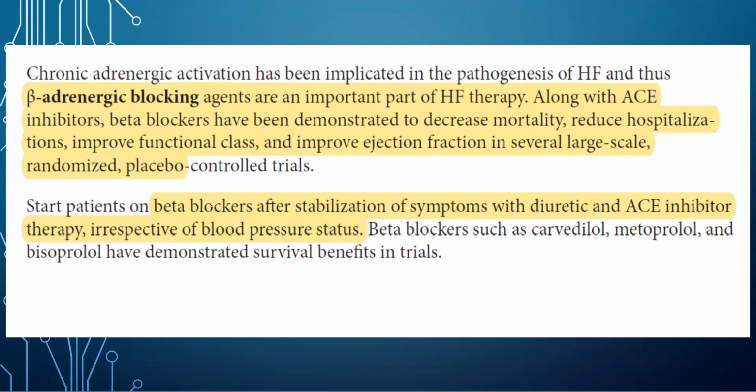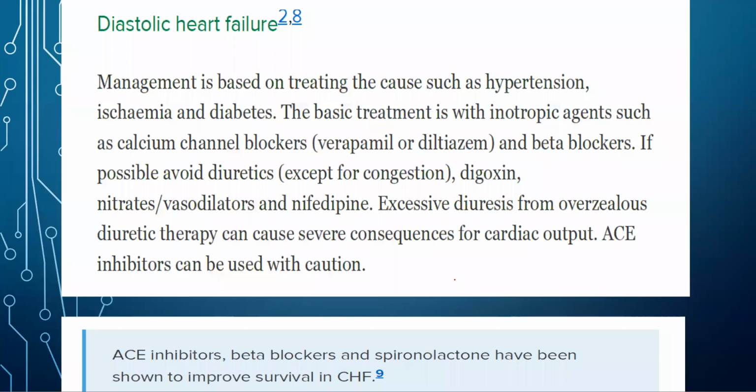Okay, sorry. So start the patient on beta blocker after stabilization of symptoms with diuretic and ACE inhibitor, irrespective of blood pressure status. Remember, beta blocker doesn't affect blood pressure too much, so don't worry about the blood pressure. The usual beta blocker that you use is either carvedilol or metoprolol or bisoprolol. So it's a selective beta blocker. You are not going to start propranolol in this patient. Okay, so carvedilol, metoprolol, atenolol, bisoprolol, this is what we can start. So it's very important and it comes in the exam.